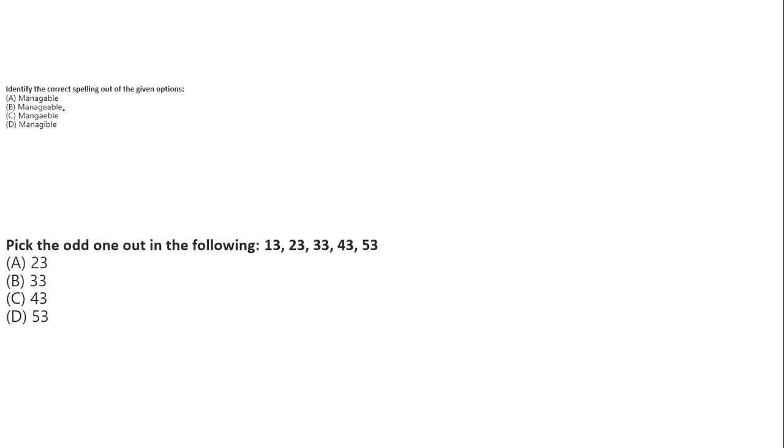Let's see the next one. Identify the correct spelling out of the given options. So some spellings are given to you and you have to determine the correct spelling. The word is manageable. So this is going to be the correct answer for this one, option B, right? Because all the remaining are incorrect.